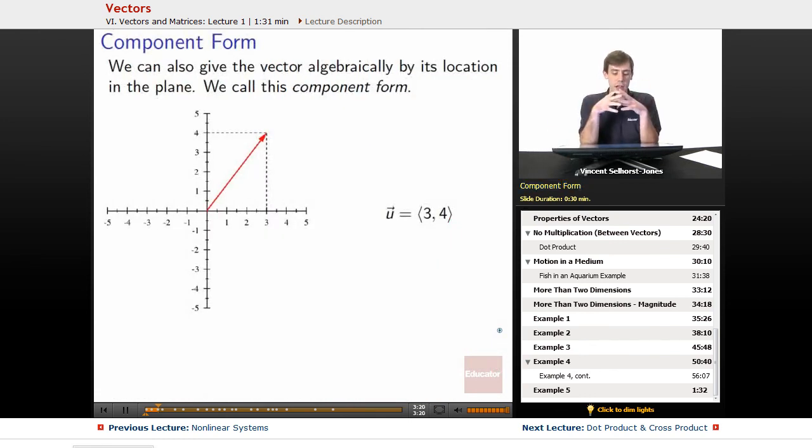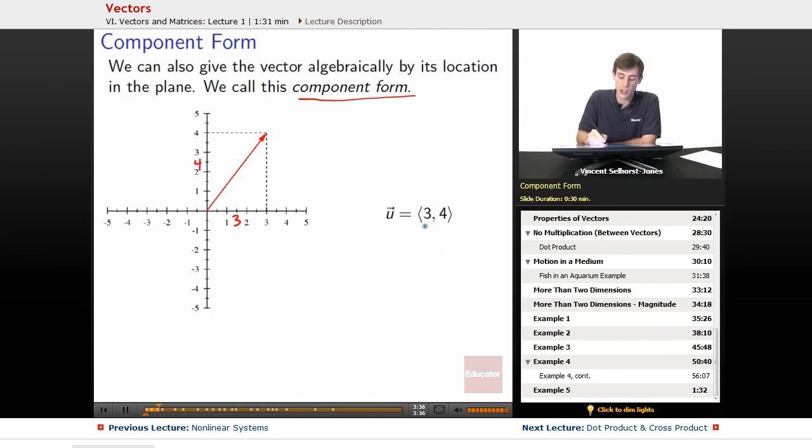We can also give the vector algebraically by its location in the plane, right? So we have these nice rectangular coordinates, so we can break that into components. So we call this the component form. So we've got a horizontal amount of 3, a vertical amount of 4.